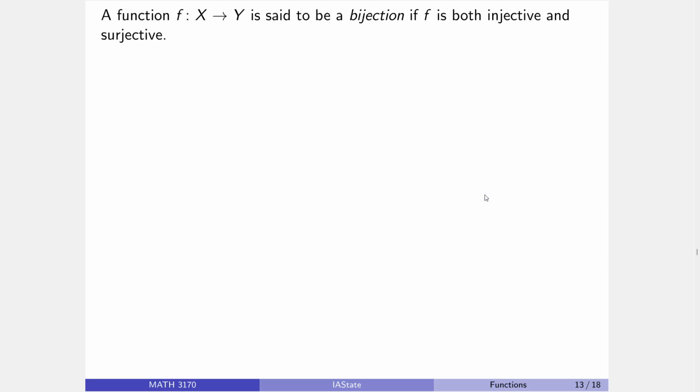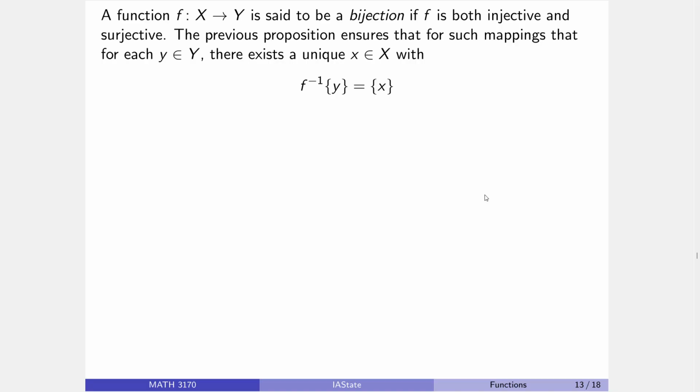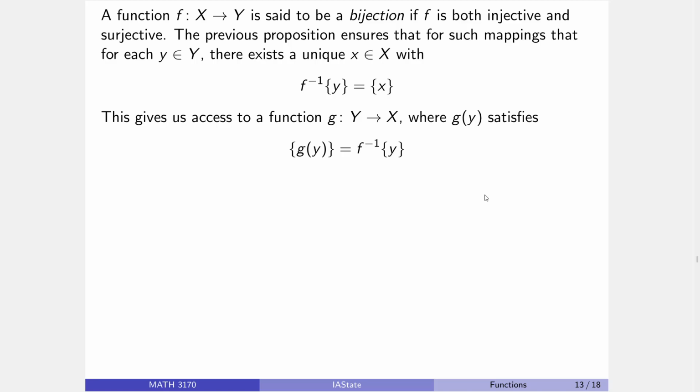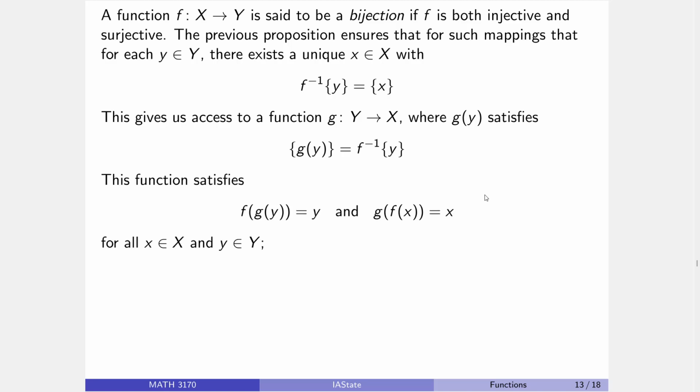All right, so a function that is both injective and surjective, so a function that's both one-to-one and onto, is called a bijection. And by the previous proposition, that means that for every element in the codomain, there is a unique input in the domain where we have this relationship. And that gives us access to a function, right? Because given an input, there's a unique output. So there is a function g that satisfies that.